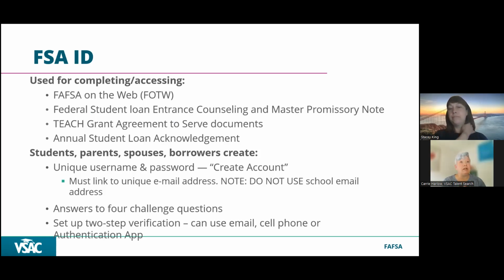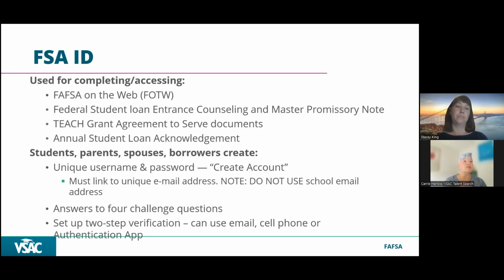It must link to a unique email address. So people cannot share an email address to use for their FSA ID. It has to be a unique email address. And we want students to know not to use their school email address, because those for some students go away. At some schools, those are turned off once they graduate. And at other schools, sometimes the email addresses will change. Students are still holding on to those old email addresses and they end up losing them. So creating a new free college and scholarship and job ready email address is going to be really important to use.